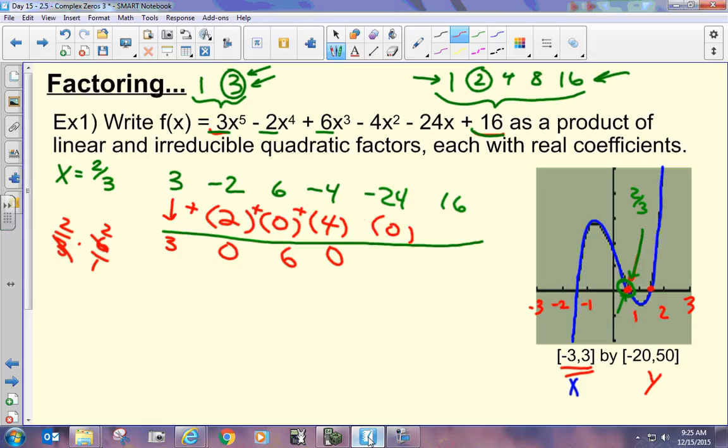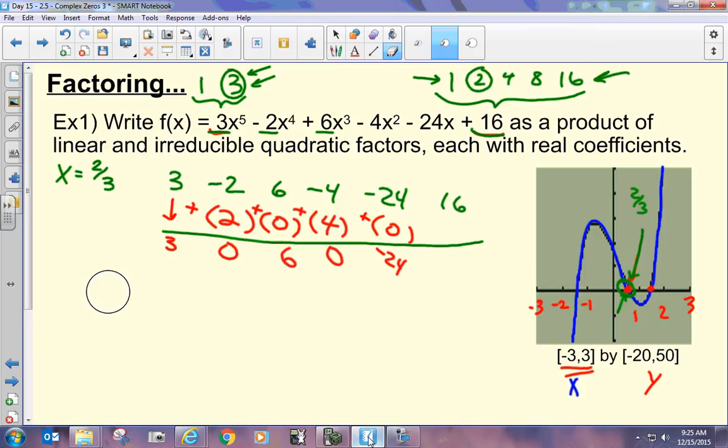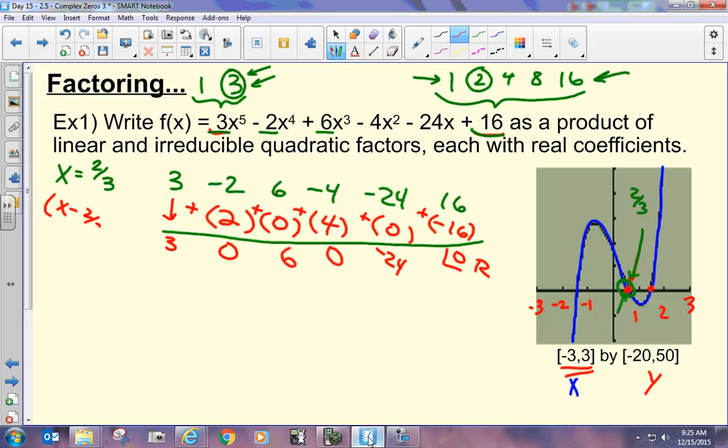When I add them, I get -24. What is -24 times 2/3? Take a guess. Times -24. It's -16, isn't it? -16, which gives us our 0. That's our remainder. It goes in evenly. Therefore, x minus 2/3 is a factor. Good.